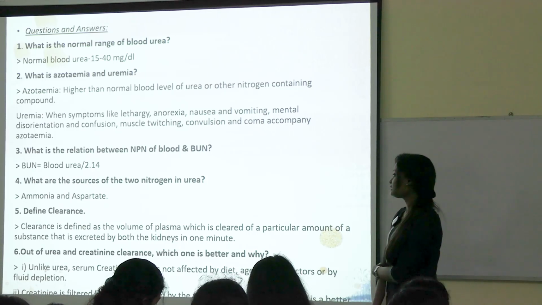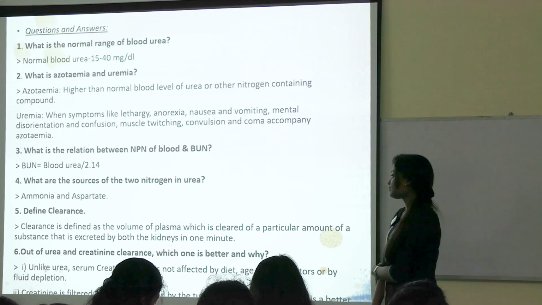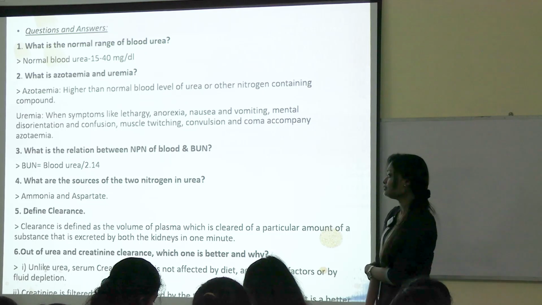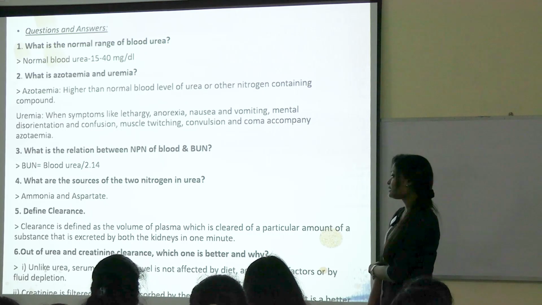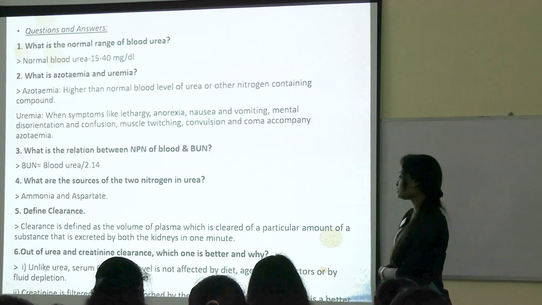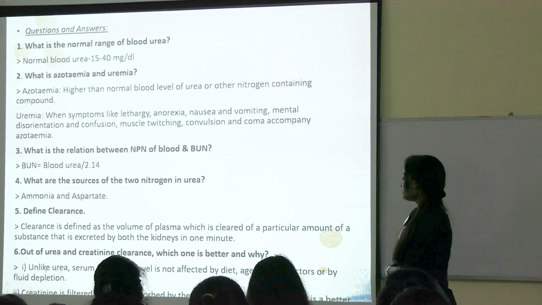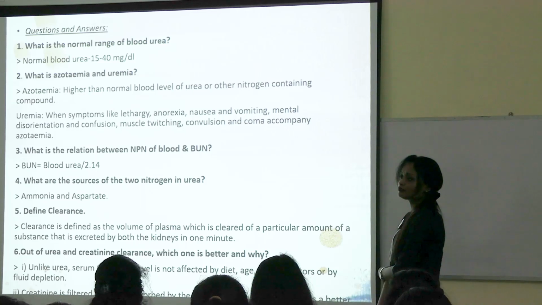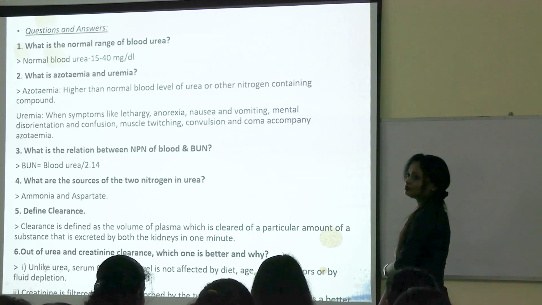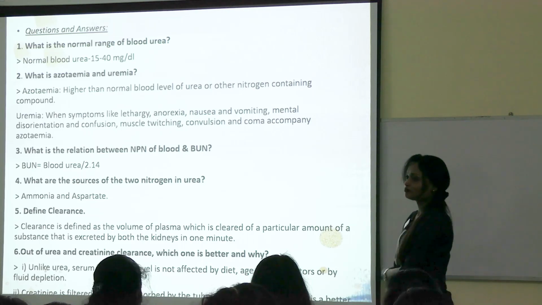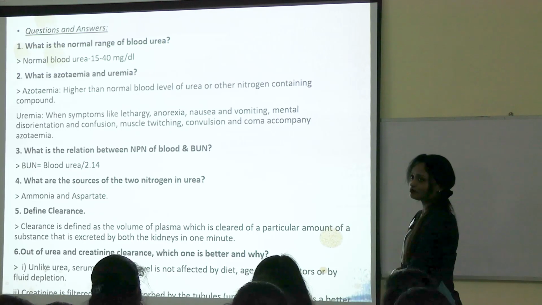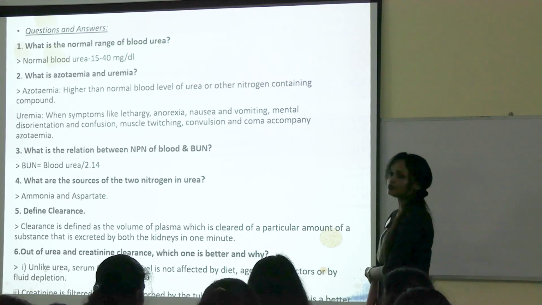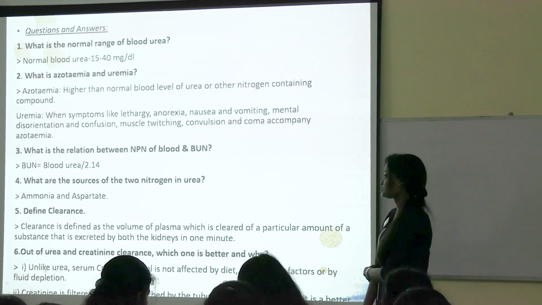So out of urea and creatinine clearance, which one is better and why? Unlike urea, serum creatinine level is not affected by diet, age, dietary factors or by fluid depletion. The creatinine is filtered but it is not absorbed by the tubules unlike urea. Hence it is better. Like if you take more protein, then your urea level will be more. So this changes very frequently. Creatinine does not act like urea. So creatinine is the more standardized parameter for kidney function test.